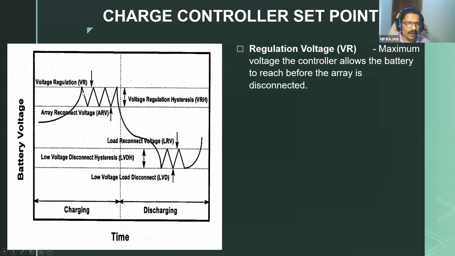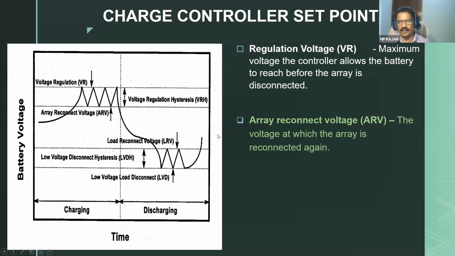Okay. Now up to certain voltage dropping, your battery charger will wait. When it is reaching a particular voltage, see this point, again your battery charger will charge the battery. Allow the solar module supply to charge the battery. So this point is called array reconnect voltage, ARV. Voltage at which the array is reconnected.